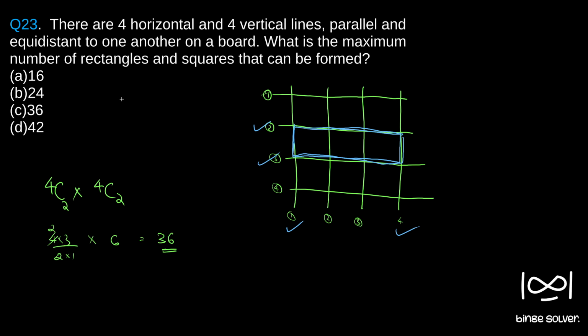So the total number of squares and rectangles will be 36. So the solution to question 23 is C, 36.